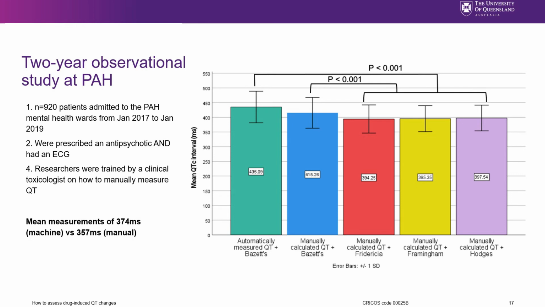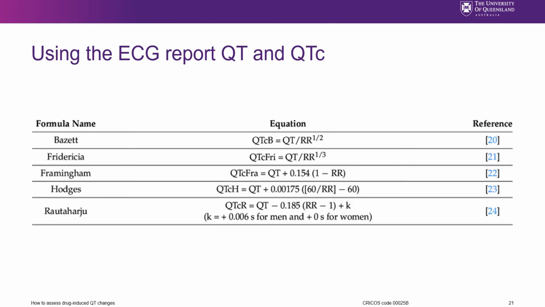The next factor that we must consider is which formula we choose to use to calculate the corrected QT value. The Bazett's formula is the most widespread and commonly used formula, and is often the default formula used on the ECG machines. This formula was derived based on observations from a study in 1920, which only had around 35 patients. Since that time, other formulas have been developed, including the Fredericia, Framingham, and Hodges formula.